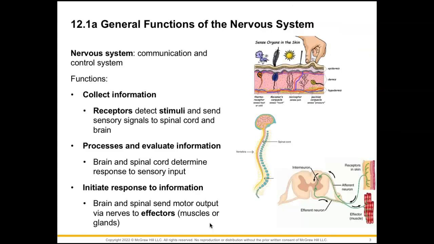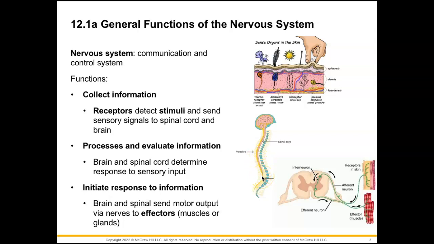Our nervous system really helps us communicate and control our body. Some of the main functions are going to be to collect information, and we could do this through our receptors, for instance, within our skin, but of course we have them all throughout our body. They're going to detect different types of stimuli and send those sensory signals to our spinal cord and our brain. So you can see both of those over here.